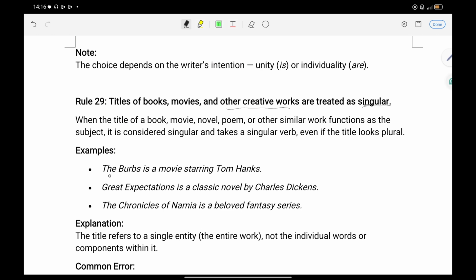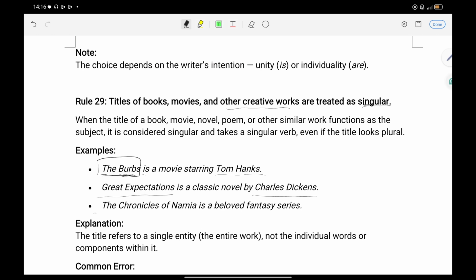For instance, we have The Burbs is a movie starring Tom Hanks. The fact that it says "burbs," which is plural, does not mean it takes a plural verb. As long as it's a title, it's singular. Great Expectations is a classical novel by Charles Dickens, a title, so it has to be singular. The Chronicles of Narnia is a beloved fantasy series.